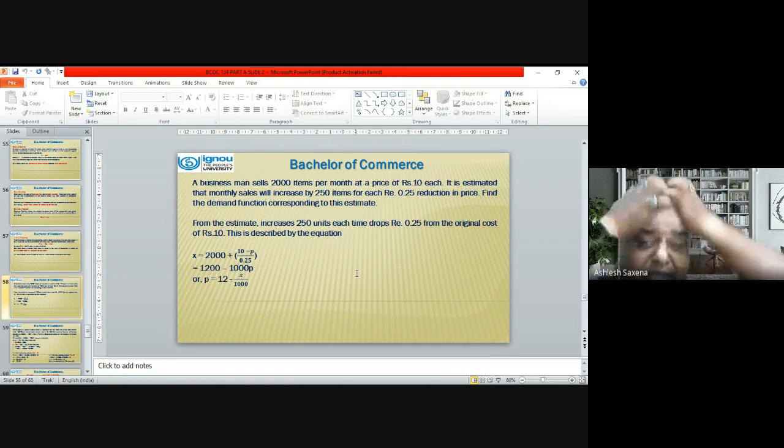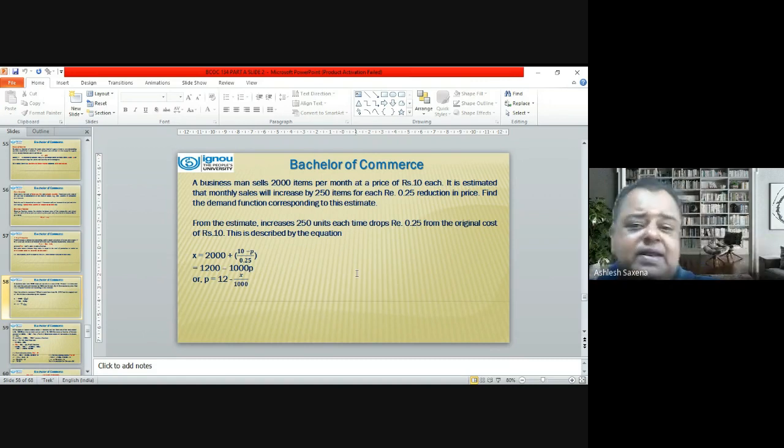Now, to make you understand what I have been telling you: a businessman sells 2000 items per month at a price of rupees 10. It is estimated that monthly sales will increase by 250 items for each rupees 0.25 reduction in price. Find the demand function corresponding to this estimate. Now, first of all, when a problem is given to us, what will we do? We will break this down.